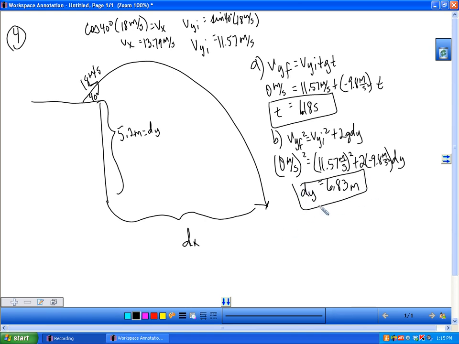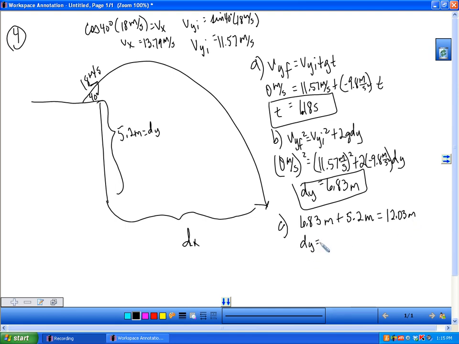Okay, part C says, how long does the burrito fall? Well, I'm going to find out how far it falls, and then I'll know how long I can calculate how long it falls. Well, it has to fall 6.83 meters to get back to its starting point, and then 5.2 meters to get back to the Earth ground. So that's going to be 12.03 meters, if I did my math correctly, which I hope I did. Yeah, good enough.